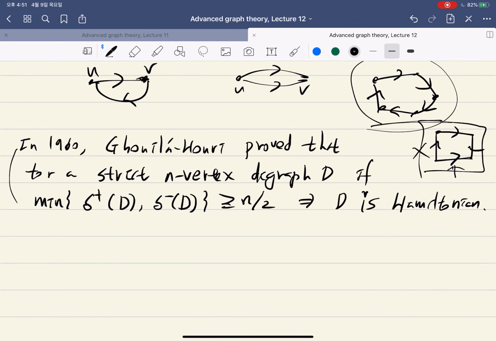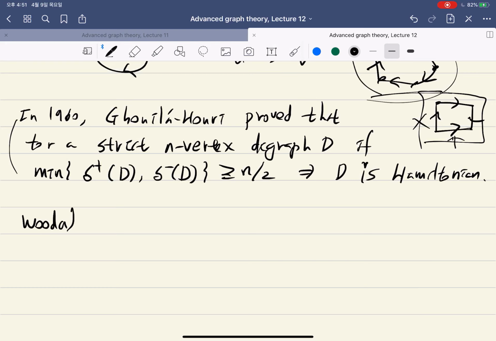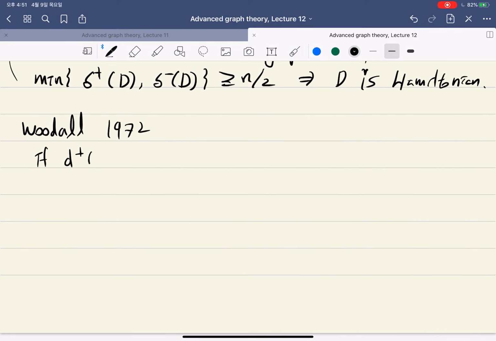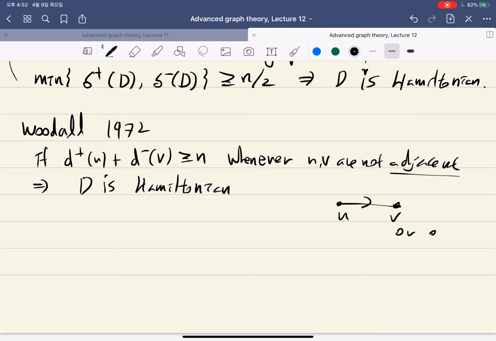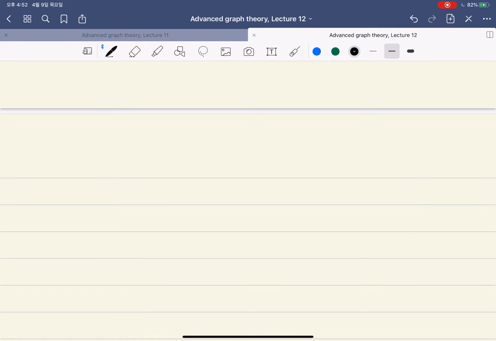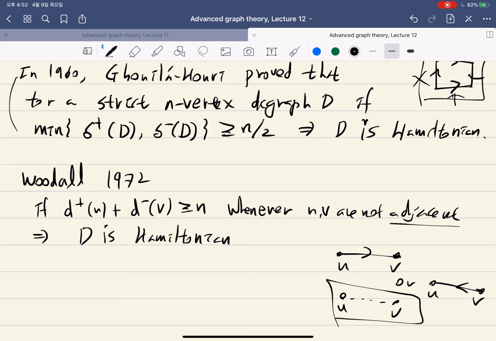So this is a generalization of Dirac's theorem. And also, Woodall in 1972 proved a generalization of Ore's theorem. For a strict digraph D, if the out-degree of u plus the in-degree of v is at least n whenever u, v are not adjacent, then D has a Hamilton cycle. Here, adjacent means that if there is an edge in either direction, then we say these are adjacent. If there are no edges from either of them to the other, then they are non-adjacent.